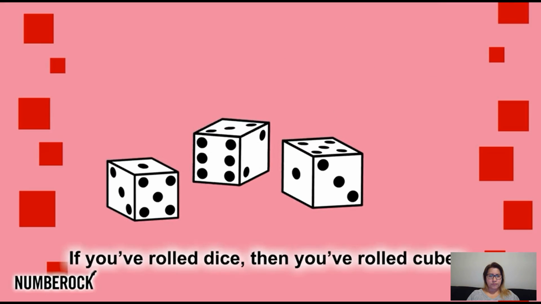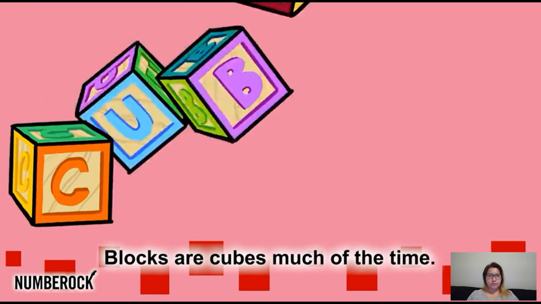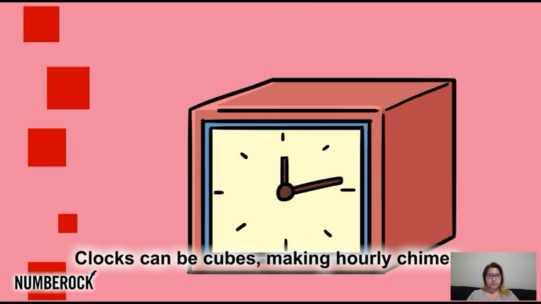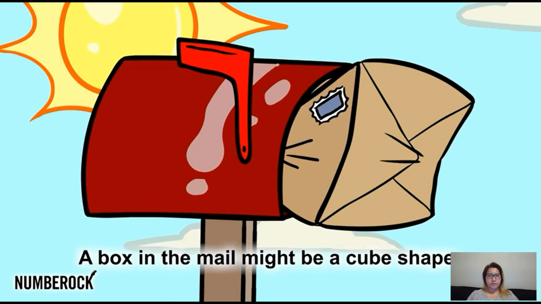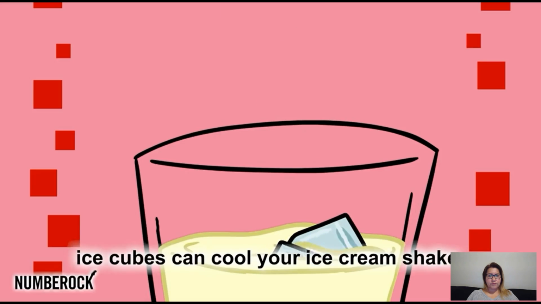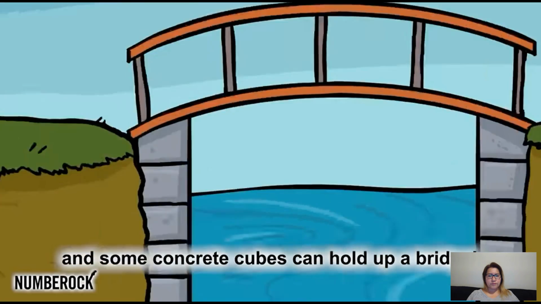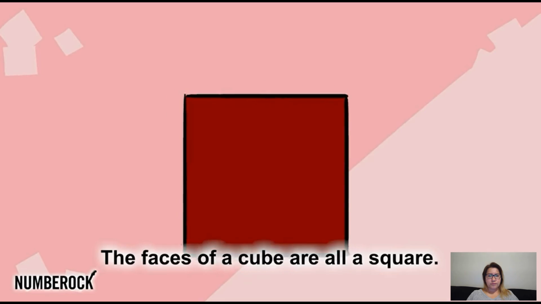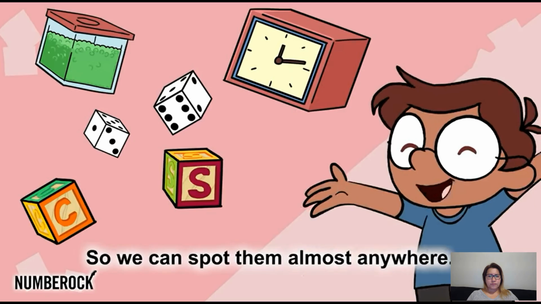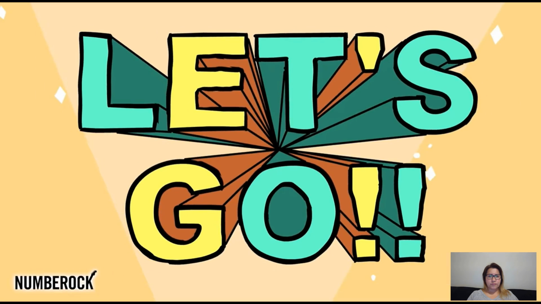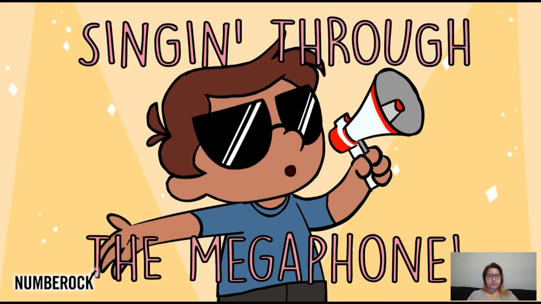If you roll dice, then you roll cubes. Crystal cubes can be grown in tubes. Blocks are cubes, much of the time. Clocks can be cubes, making hourly chimes. A box in the mail might be a cube shape. Ice cubes can cool your ice cream shake. Some cube containers store food in the fridge, and some concrete cubes can hold up a bridge. The faces of a cube are all squares, so we can spot them almost anywhere.